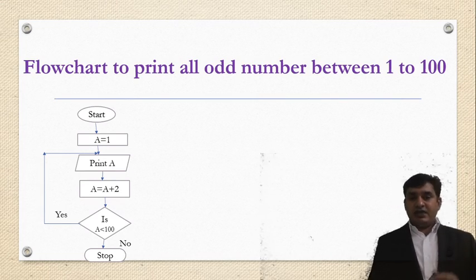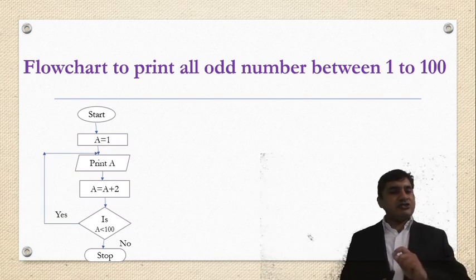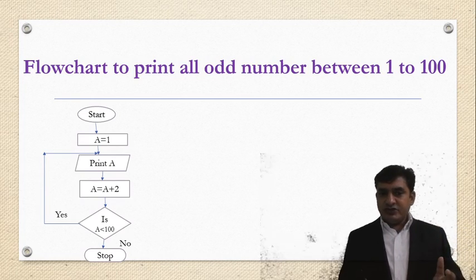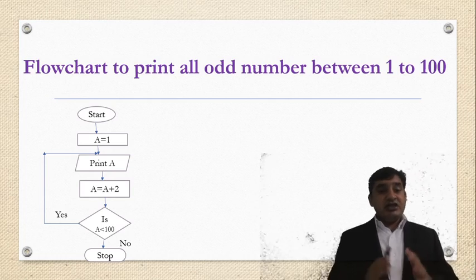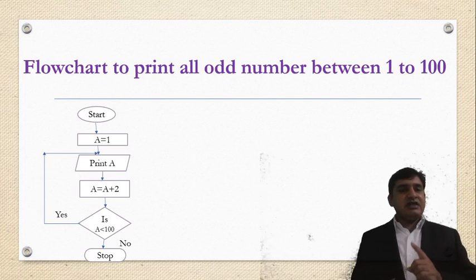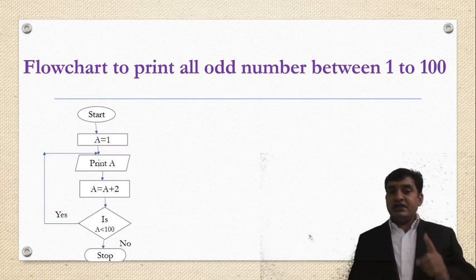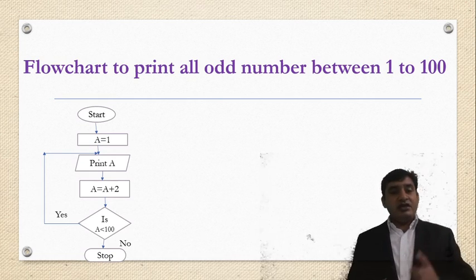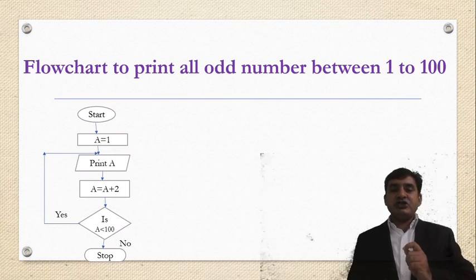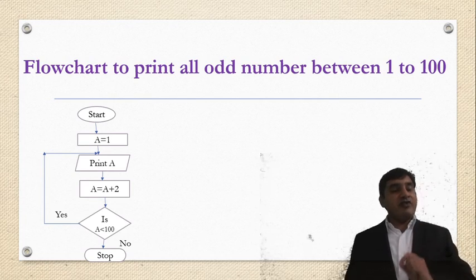Print that odd number A. Now A is incremented by 2, so A is equal to A plus 2. Is A less than 100? Okay, we have to check the condition. If yes, then again print that number A. Now A is 3, print 3. Now again A is incremented by 2, that is A plus 2. Now A is 3, so 3 plus 2, it becomes 5.